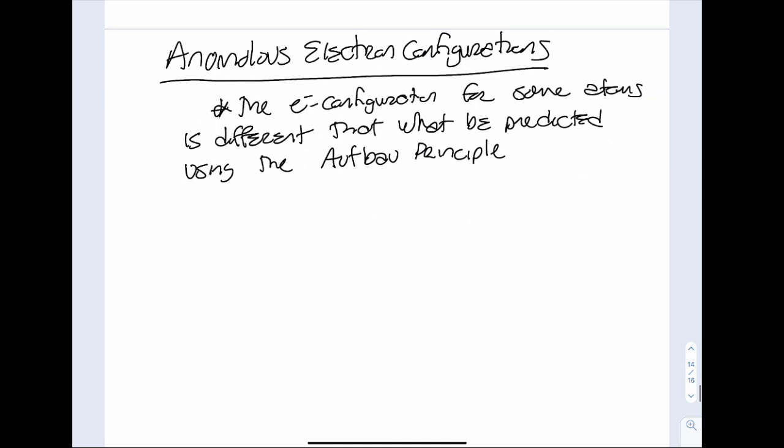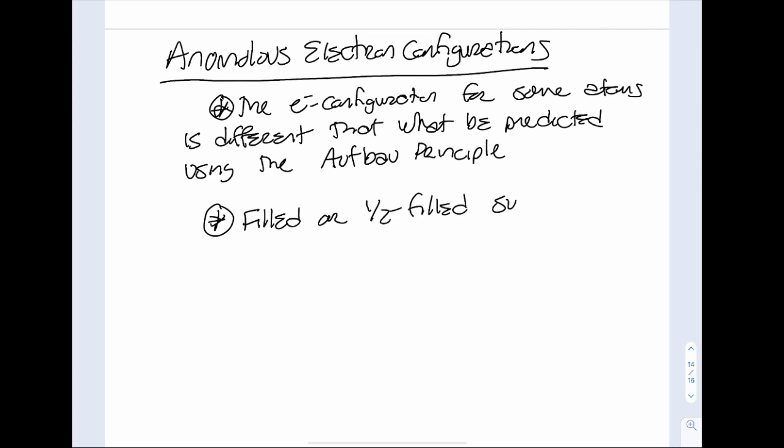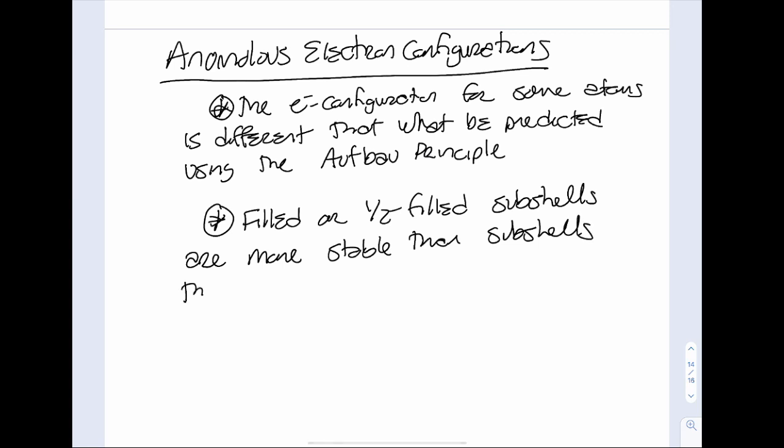And I don't necessarily expect you to know when an electron configuration is anomalous, but if I tell you that a particular element has one, I do want you to be able to draw it. So an example of one is going to be copper, and we'll do that one in a minute, but the reasoning for it is that if you have filled or half-filled subshells, they're more stable than subshells that are neither filled nor half-filled.